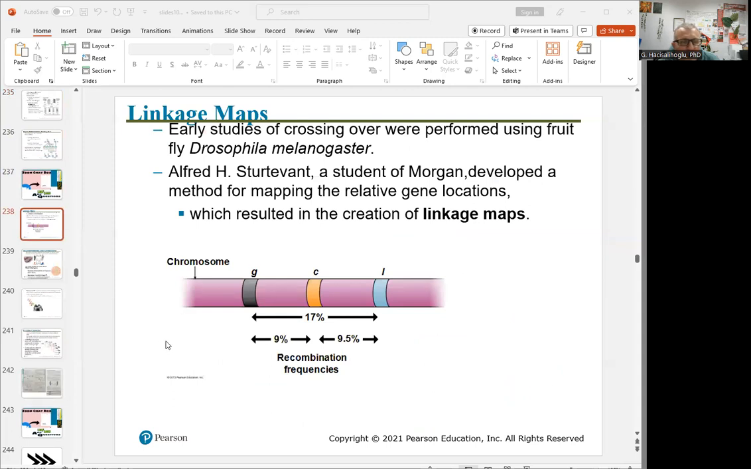And here is an example. This is called a linkage map. It looks like a highway, like I-10 going by. If you have 3 genes, G, C, and L, and you know the recombination percentage between them, you can actually place them on a chromosome. Between G and L is 17%, G and C is 9, C and L is 9.5. It is about 17 total. This is converting the recombination percentage to physical distance and mapping genes on chromosomes. This is called a linkage map.